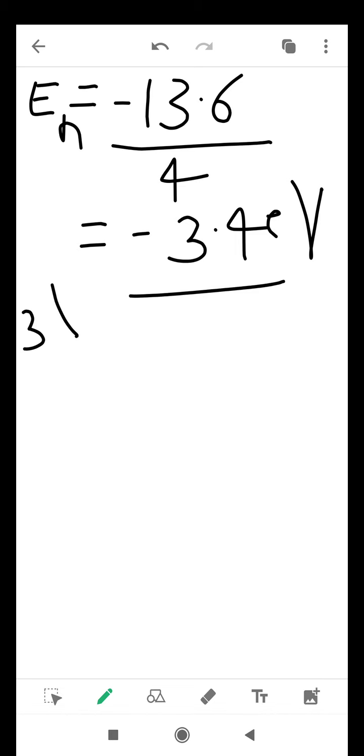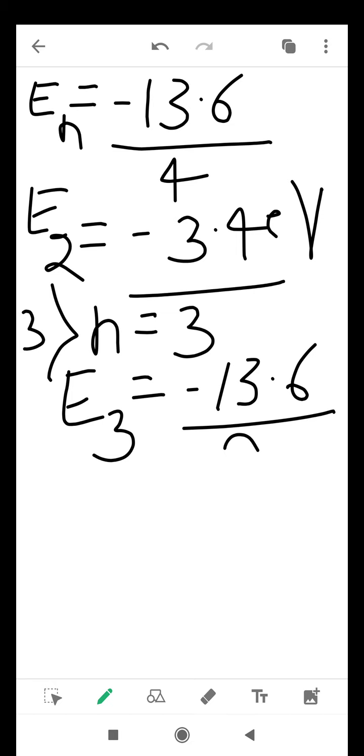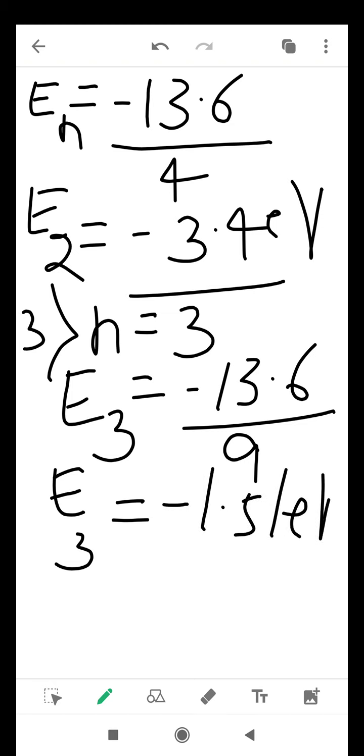Similarly, let us consider n equal to 3. If I substitute n equal to 3, here E3 is equal to minus 13.6 divided by 9. So the value comes out to be, for E3, minus 1.51 electron volt. So when n equal to 3, this is said to be the second excited state energy of the hydrogen atom.